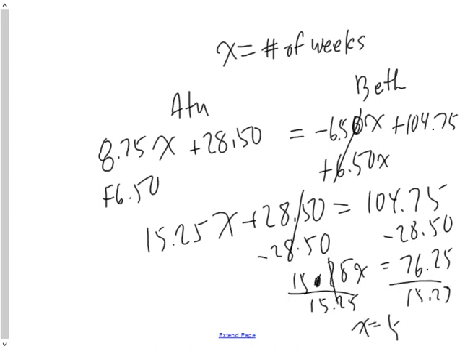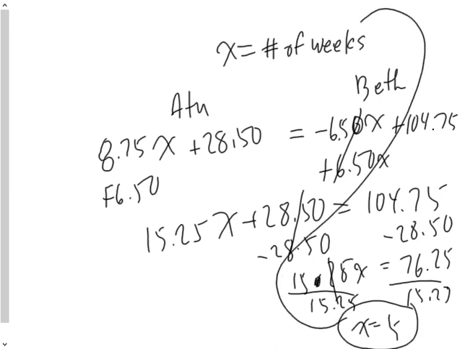Now, oh my God, what does that mean? Fortunately for us, we've defined it already. x equals the number of weeks. So therefore, at this rate, with Atu having $28.50 and saving $8.75 a week, and Beth having $104.75 already and spending $6.50 a week, it will take them exactly 5 weeks before they have the same amount of money.